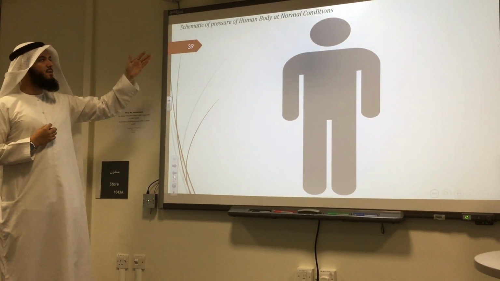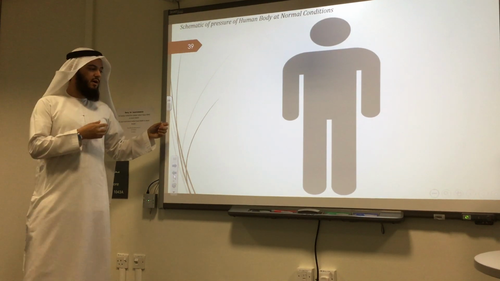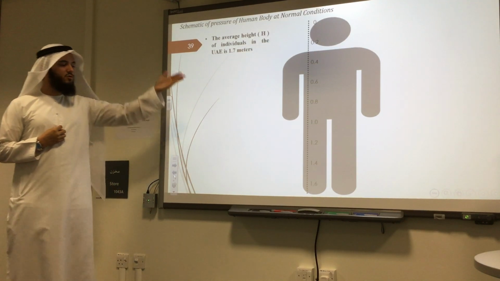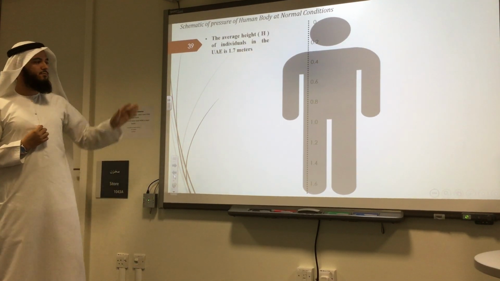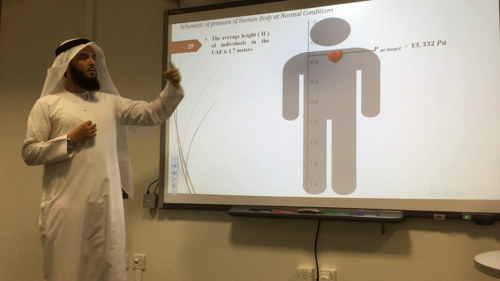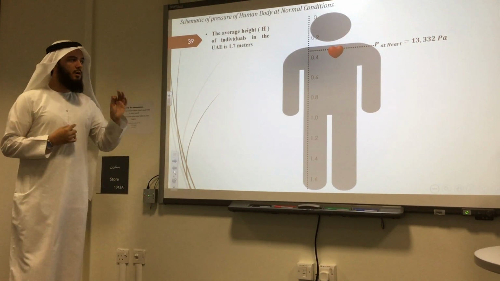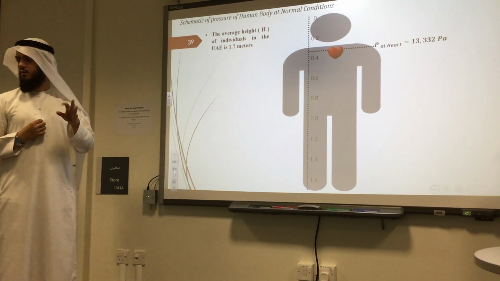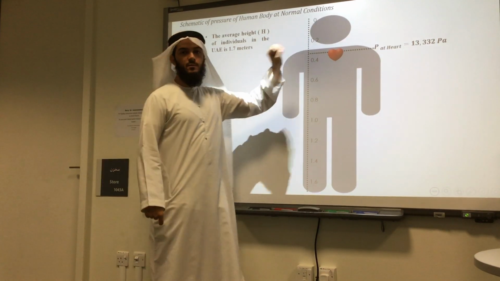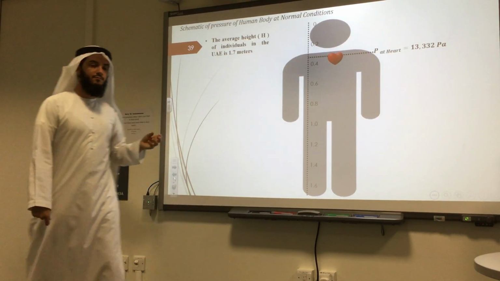Basically, this is a schematic of pressure for the human body at normal temperatures. The average height of individuals in the UAE is 1.7 meters. And then from research, the pressure at the heart is around 13,000 Pascal. You should differentiate between pressure at the heart and pressure of the heart, because the heart is considered a pump. It's a positive pump. So basically, we need to find the pressure of the heart.